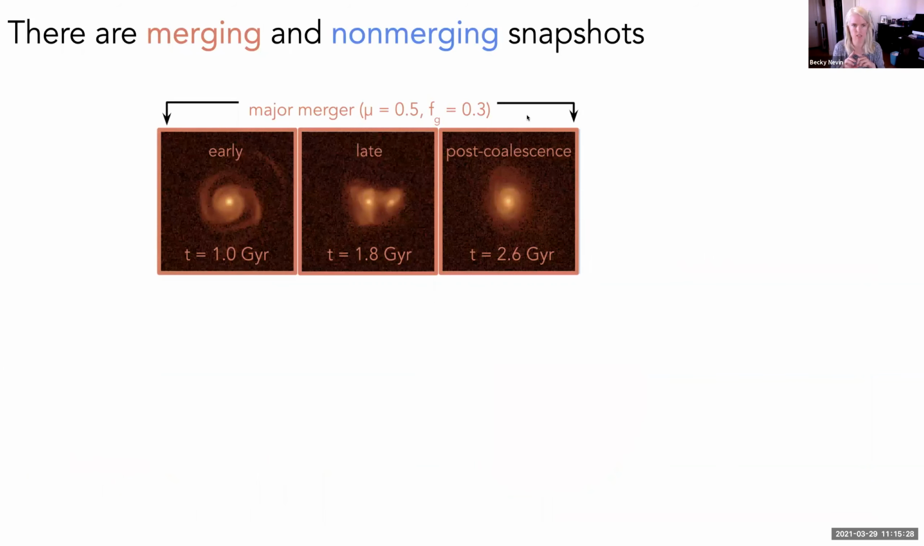To break down these simulations, we have a training set of merging and non-merging snapshots. I'm going to color code these. Merging are the salmon colors. Here I'm showing you 3 different stages of a major merger. This is where the mass ratio is 1:2, or 0.5, and the gas fraction is 0.3. This is the most major merger, the majorest of major mergers we have from the suite of 5 simulations. I'm showing you the time progression along the bottom. Again, these last for billions of years. And these 3 snapshots are merging. That's my label for them.